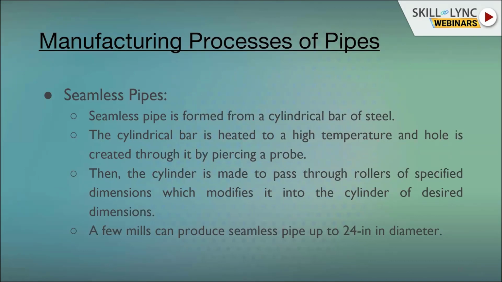A few mills can produce seamless pipe up to 24-inch in diameter. I'm talking about 24-inch in diameter. So seamless pipes have diametrical limitations. For example, these pipes can be manufactured up to 24-inch because they are used in very high temperature and high pressure rating areas, like boilers, heaters, pressure vessels, and heat exchangers.